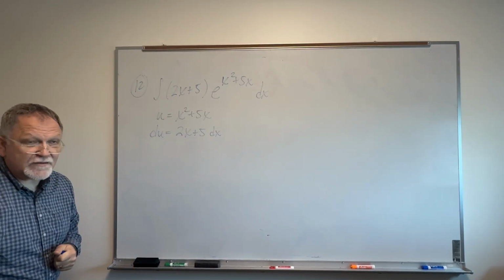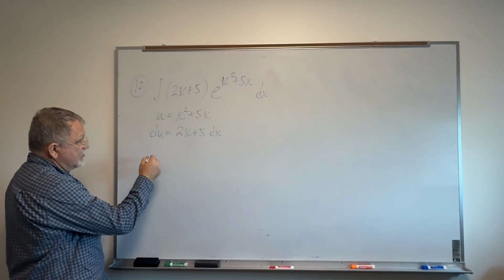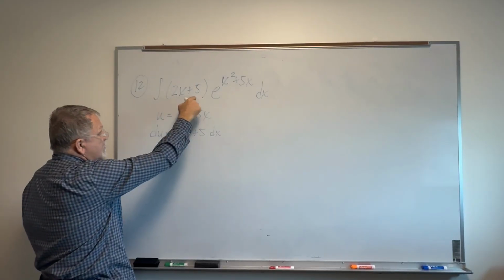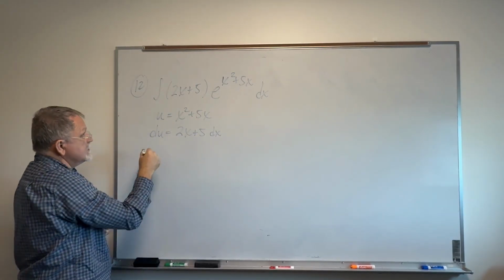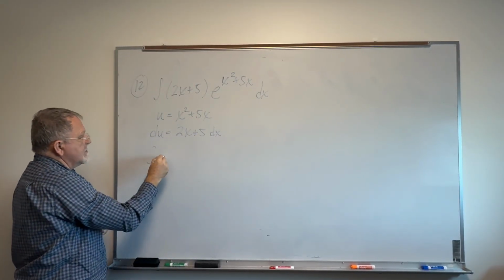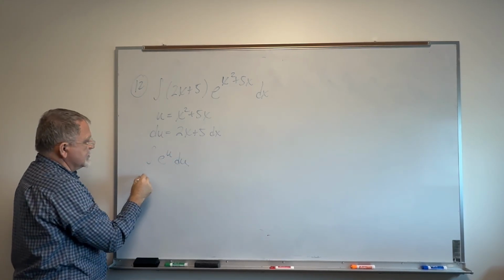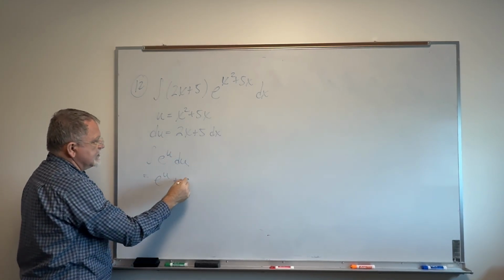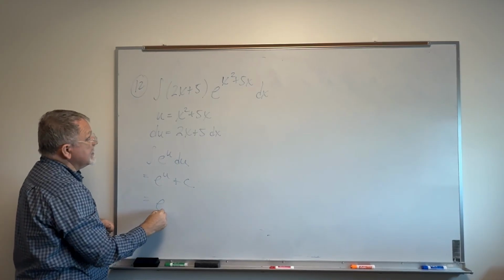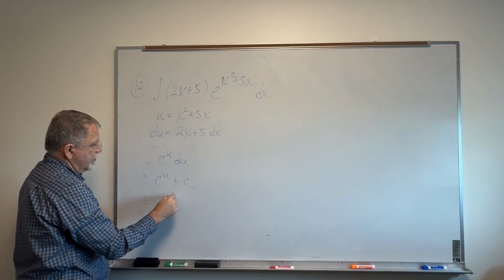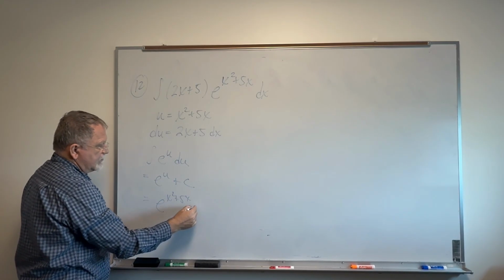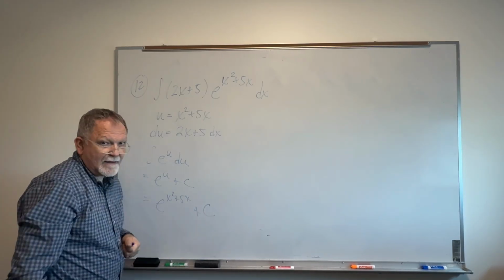And this is going to be just a straightforward integration by substitution. So I noticed the 2x plus 5 dx, that's what du is. So this is just the integral of e to the u du, which is just e to the u plus a constant, which is e to the x squared plus 5x plus a constant. And there we've done it.